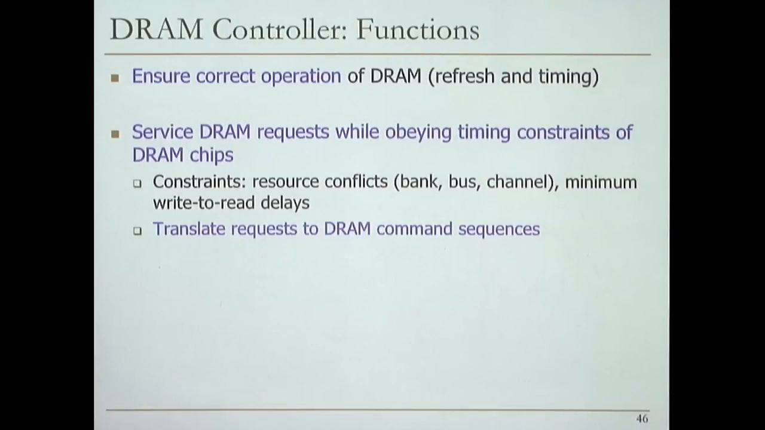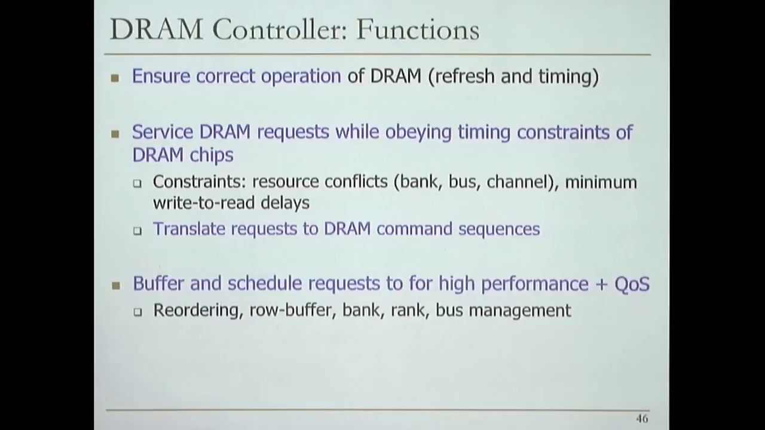And you need to translate requests to DRAM command sequences, because a request says, I want the 64 bytes, coming from the last level of cache. You need to somehow translate it to all of the commands that you need to generate to make sure that the access works. On top of that, you need to do buffering and scheduling for high performance and quality of service. So you need to do some reordering, as we've discussed. You need to exploit the row buffer, exploit parallelism in the rank, and manage the bus. So there are performance issues, in addition to correctness issues.